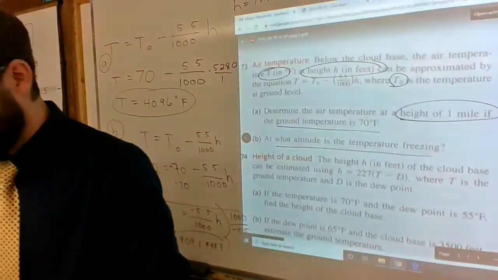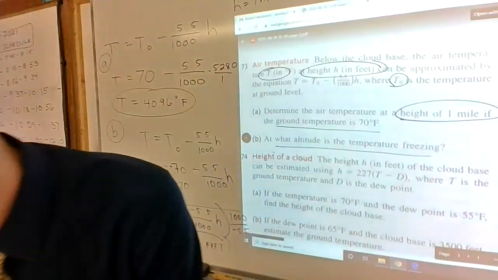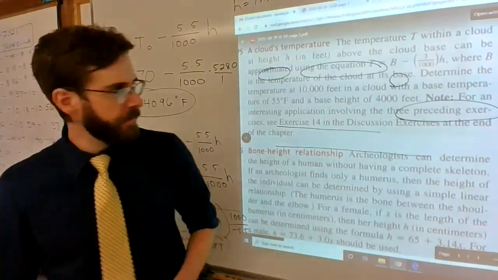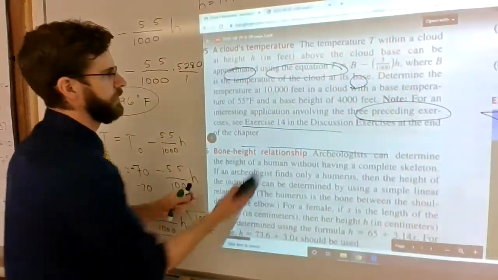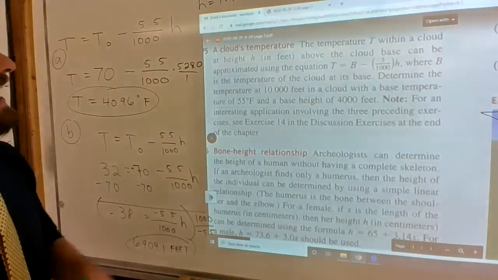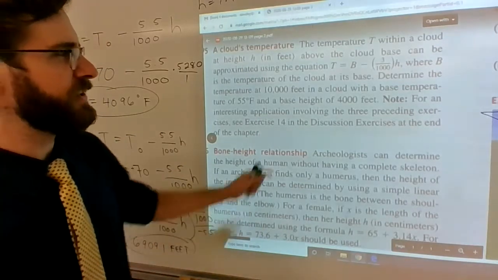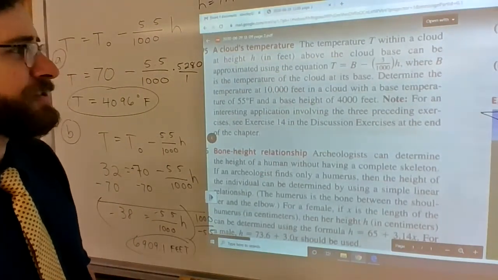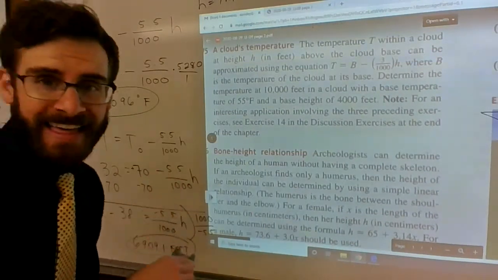Let's see if we can sneak in 75 as well. All right. Wow. Swokowski's all about clouds in this section. It states that the temperature T within a cloud, so you're inside of a cloud now, at height h above the cloud base, can be approximated using this formula instead. And they're asking us to determine the temperature at 10,000 feet in a cloud with a base temperature of 55 degrees and a base height of 4,000.